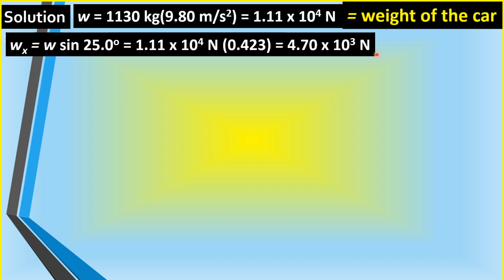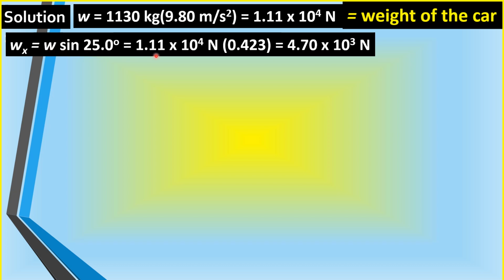But the question is, why was the sine of the angle 25.0 degrees used here? The common notion is that when you're talking about the x component of a vector W, it is usually associated with the adjacent side. Adjacent side, when divided by the hypotenuse, that should be cosine of the angle.